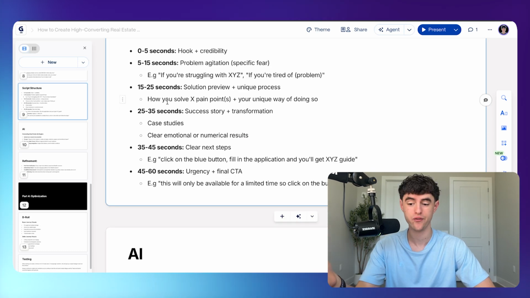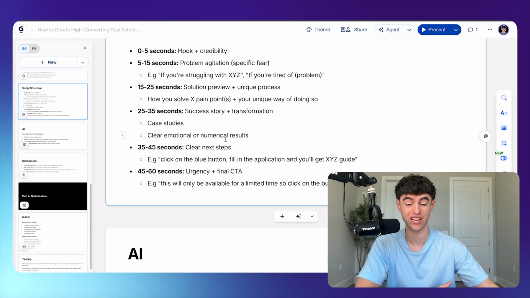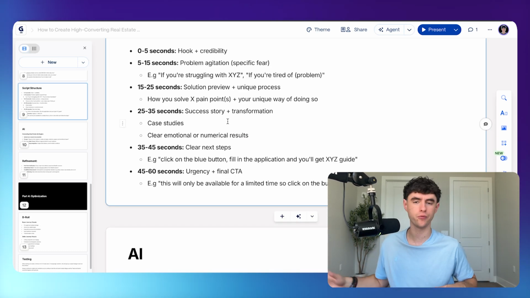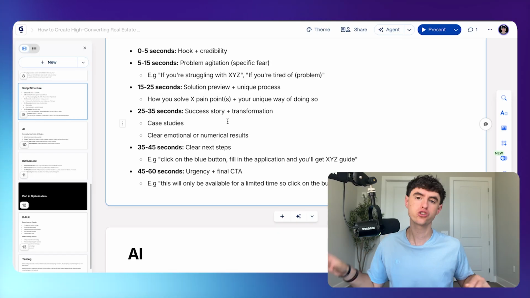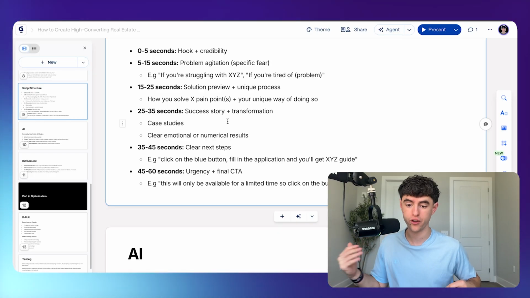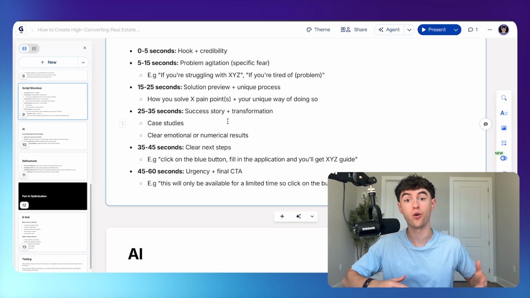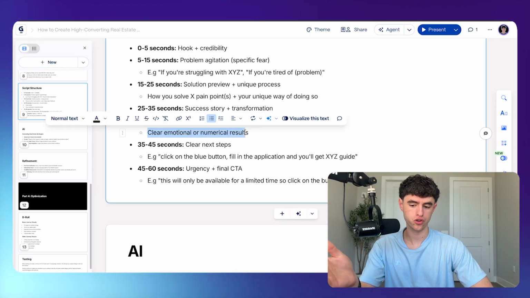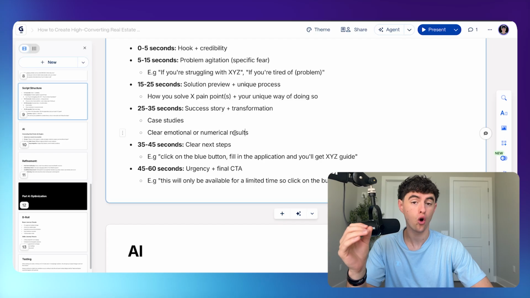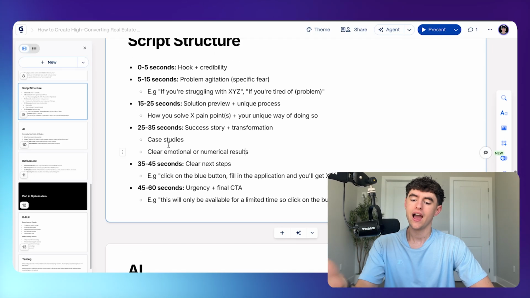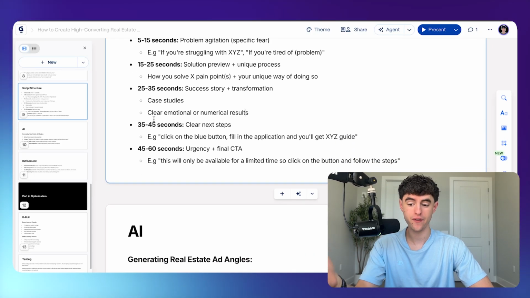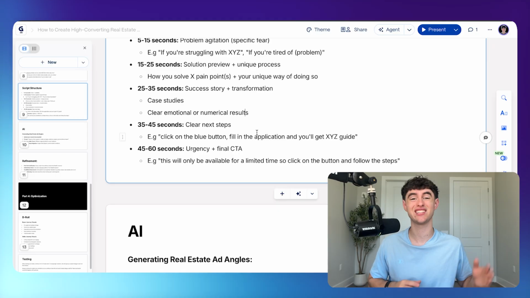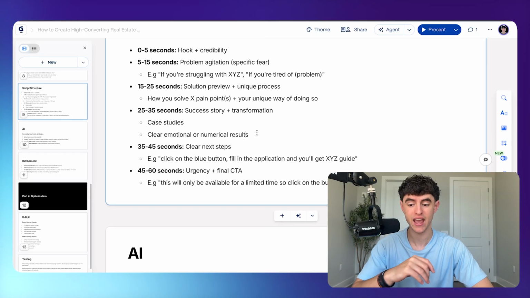Then in the next 25 to 35 seconds, you're going to introduce a success story and transformation. So, I helped John find his first home, $50,000 under market value with interest rates as low as 4%, et cetera, right? And then you're just going to obviously include clear emotional or numerical results, as well as within the next 35 to 45 seconds, you're going to have the next clear call to action steps that they can take within the ad.